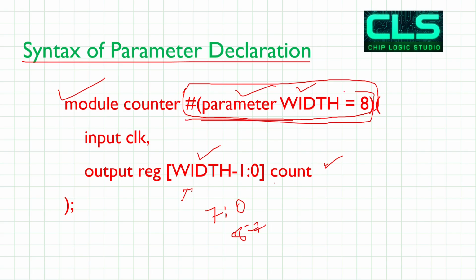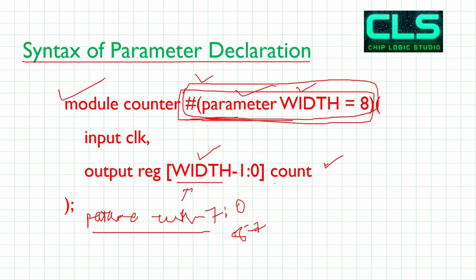You can just include your parameter with hash parameter, and you can give this to any variable. You can write this parameter inside the module as well, like you can write here parameter and equal with like this. You can write here as well, but if you want to change in runtime, or rather compilation time, then you have to write here.